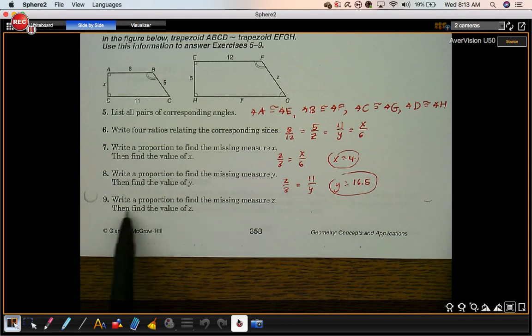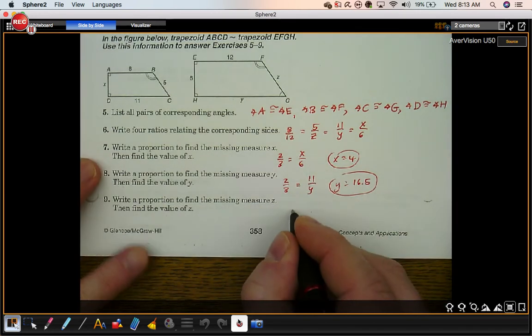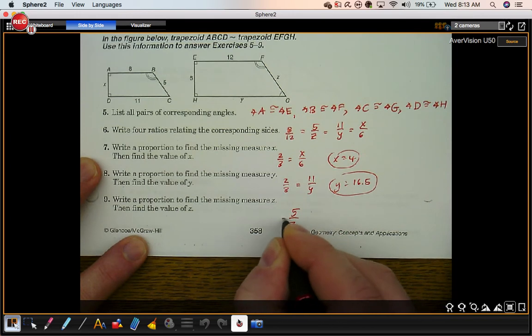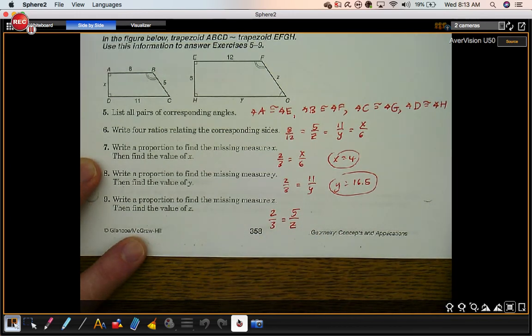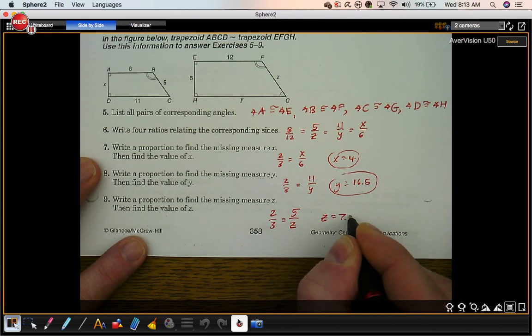Number 9, write a proportion to find the missing measure for Z. So my ratio that has the Z is 5 to Z. I know that has to be 2 to 3. Right? So again, I could have done 2 times 2.5 gives me 5. But I think it's easier to take 5 times 3 is 15. 15 divided by 2 is 7.5.